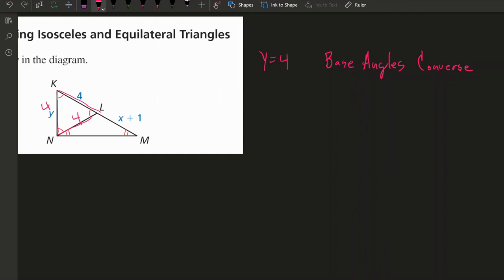And now I can say, looking at this bigger triangle right here, I've got these two angles that are the same, so that means going across these two sides must be the same. So I can say x plus 1 must equal 4. And again, that's because of the base angles converse. And then I can just solve this really quickly. I can get x equals 3. That's because of algebra.